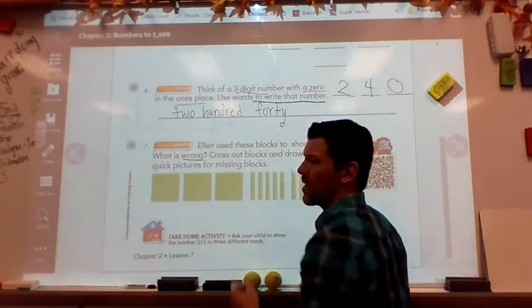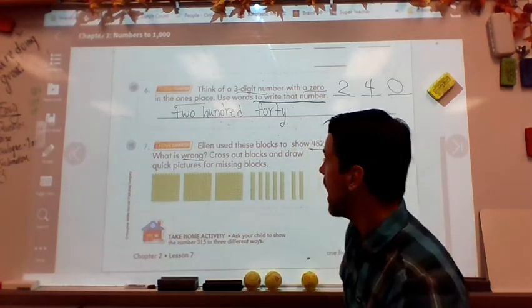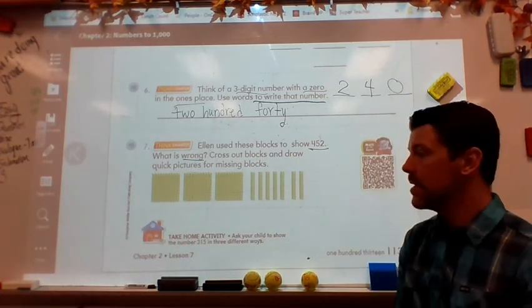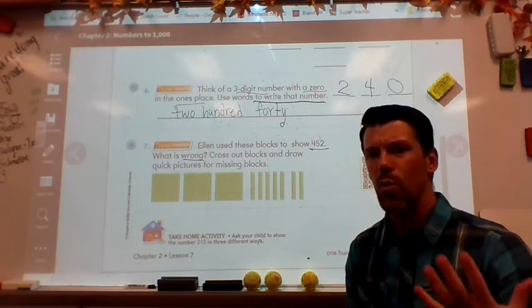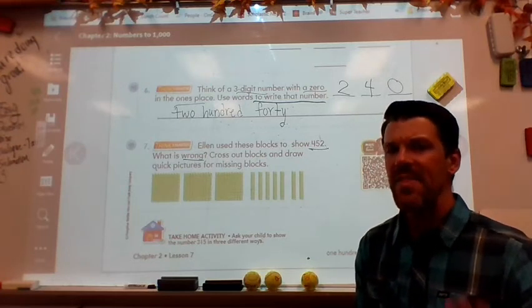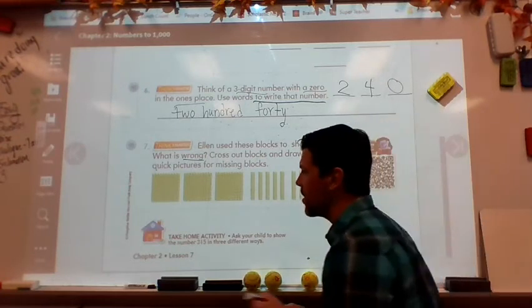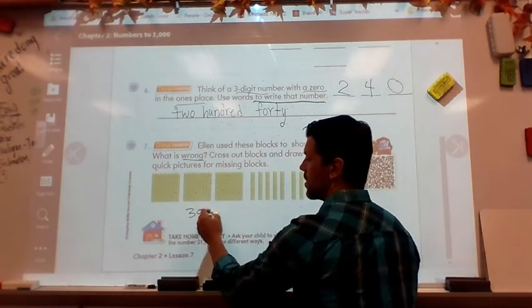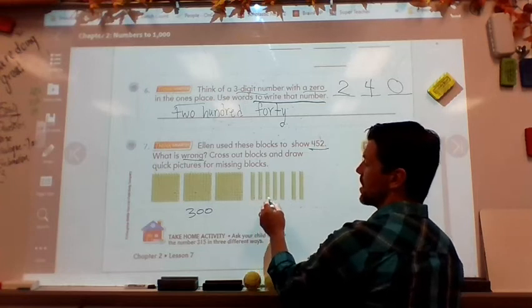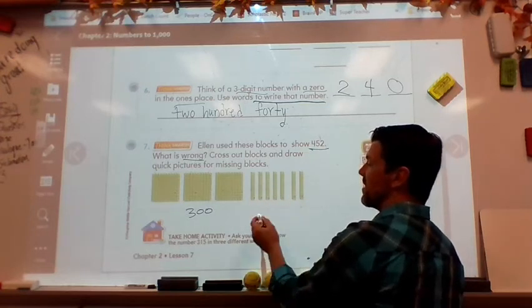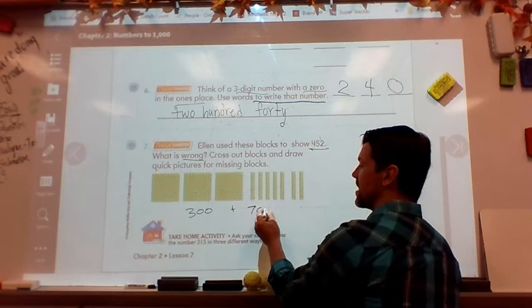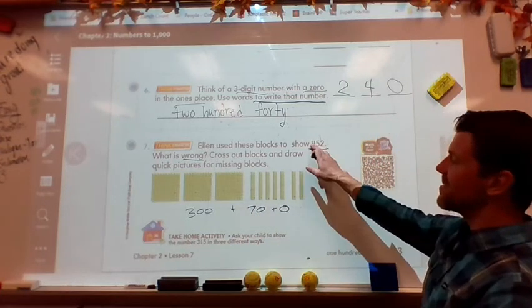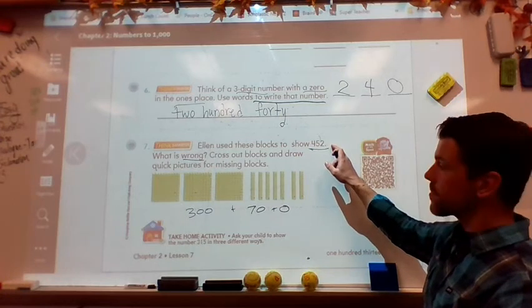Ooh, what's wrong with it? And then we're going to be crossing out blocks and drawing new blocks. So the first thing I want to do is figure out what number she did. And then we're going to fix it. So I know there is 1, 2, 300 plus 10, 20, 30, 40, 50, 60, 70 plus 0 ones. And that's not 452.